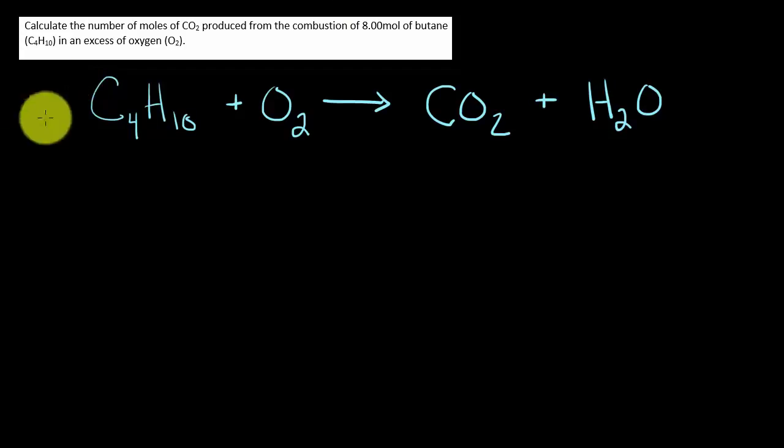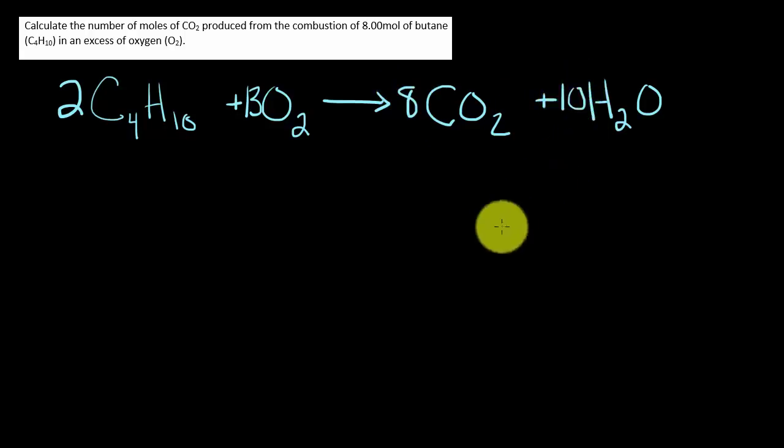And so we go back through here and we balance the equation, and for the sake of time, we'll go ahead and just balance this real quick for you so we can get the correct mole ratios. It's going to be a 2, a 13, an 8, and a 10 right here. So our mole ratios are 2 moles of butane to 13 moles of oxygen, resulting in 8 moles of CO2 and 10 moles of water.